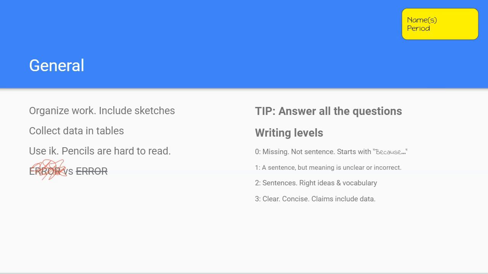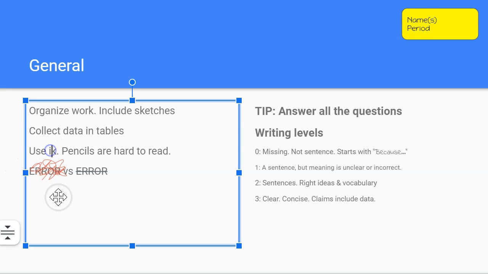The next thing is when you're working on paper, be sure to organize your work and include sketches. Think about how it looks. Use spacing, visual space to separate your ideas and your activities. Another thing I want to do is encourage you to use data tables when you collect data. And also use ink.